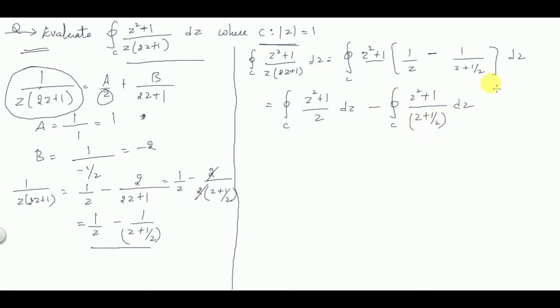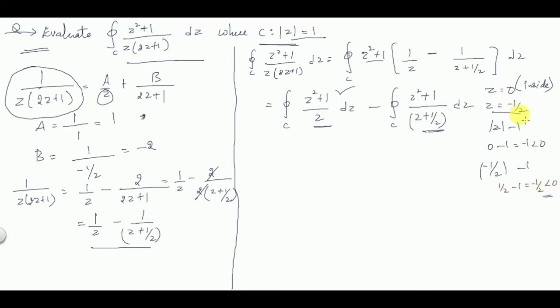So the singularities are z is equal to 0 for this, and z is equal to minus 1 by 2 for this, and the given contour is mod z is equal to 1. So mod z minus 1, 0 minus 1 is equal to minus 1, less than 0. So this is inside only, so we can apply Cauchy's integral formula for this. And this is z is equal to minus 1 by 2, so it will be minus 1 by 2 minus 1. So 1 by 2 minus 1 is minus 1 by 2, which is also less than 0. So this is also inside.